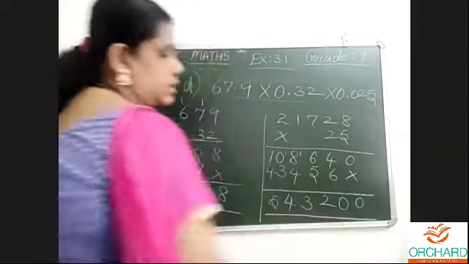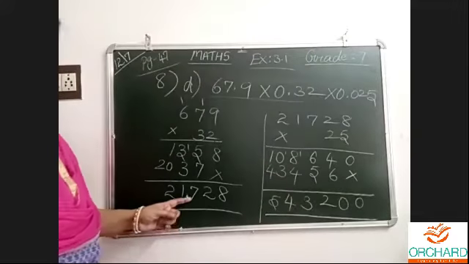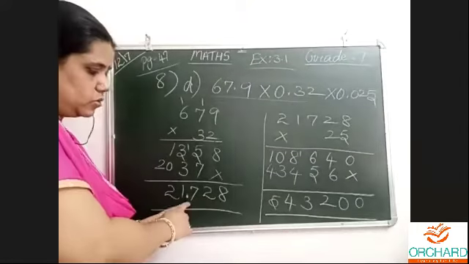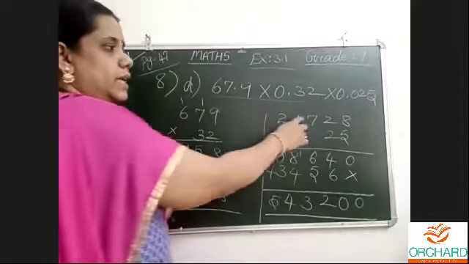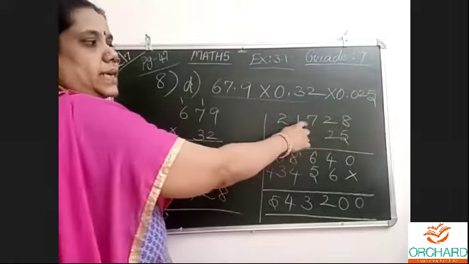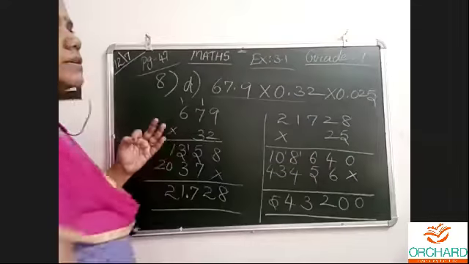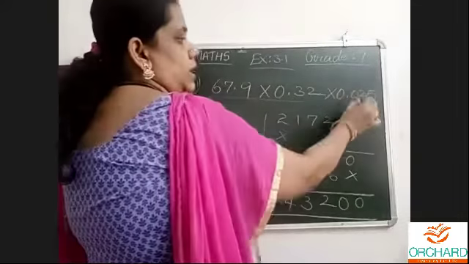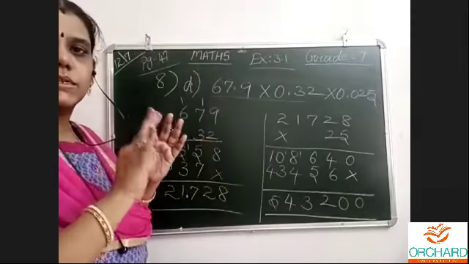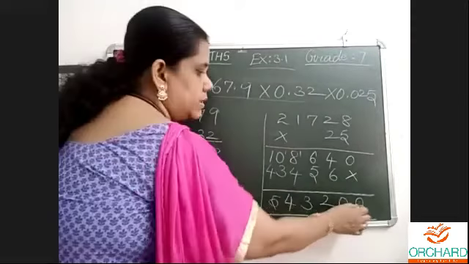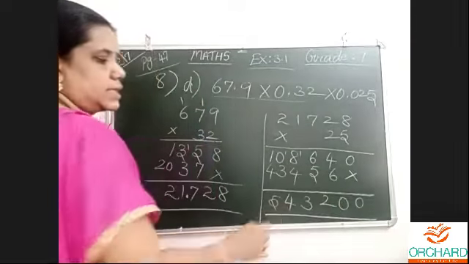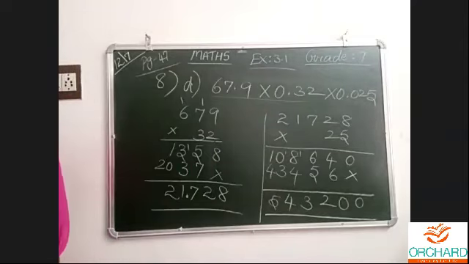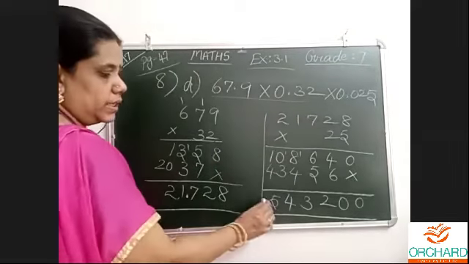So this is the answer. How many points are there now before? 1, 2, 3. This number has 3 points, so before that it should be 3. Okay. This number has 3 points. 3 plus 3, 6. 1, 2, 3, 4, 5, 6. 6 numbers are already there, so a point here.